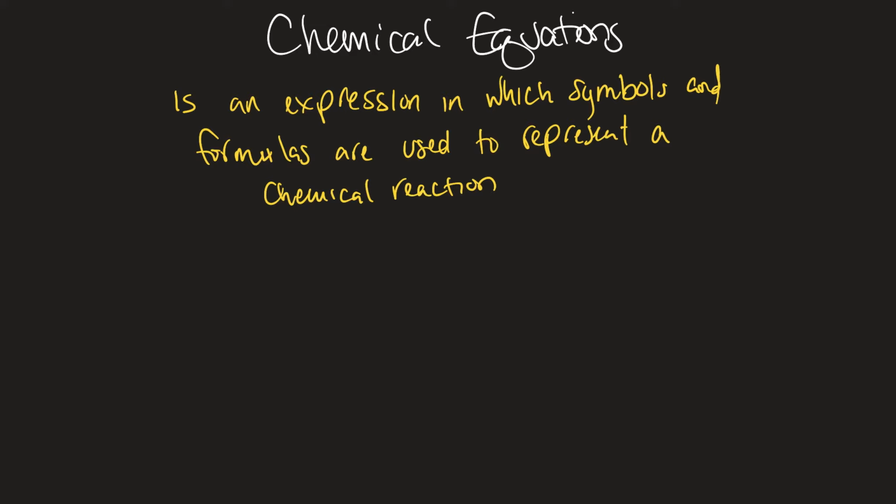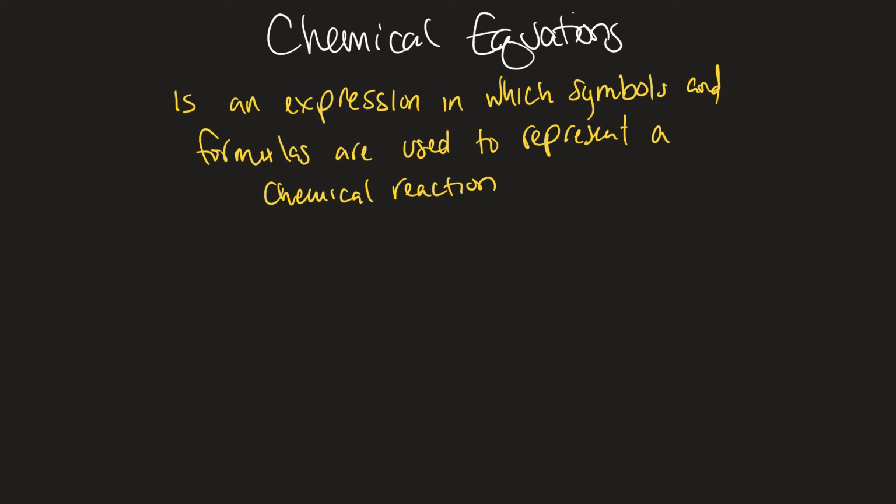Okay, so in this video, we're going to talk about chemical equations. A chemical equation is basically an expression in which symbols and formulas are used to represent a chemical reaction. All right, and so it's more like a shortcut per se.